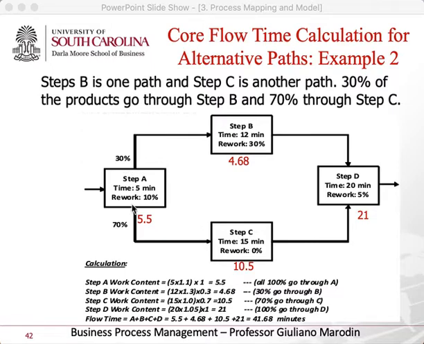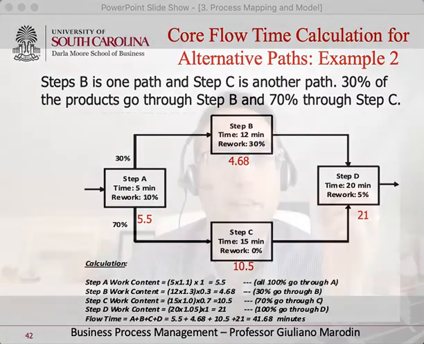Okay, and you can see that the time it takes for this first step is the same, 5.5. The time it takes for the last one is the same, 21, right? Because that doesn't change anything. What changes is that some of the products or customers are going here and some are going this way. And the way to do that is just to calculate a weighted average for those two, right? So think about I have 100 products, right? 30 of them are going this way, 70 of them are going this way.